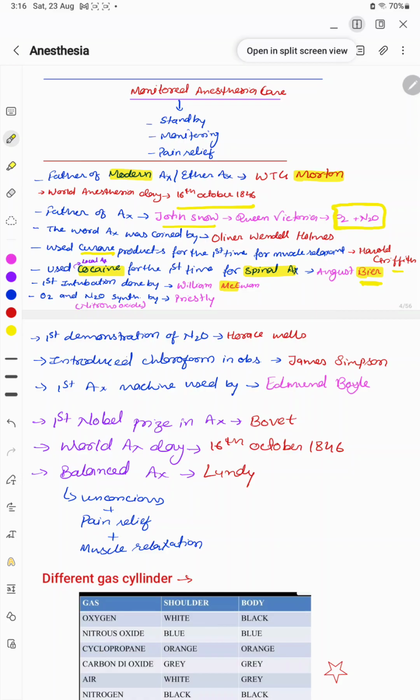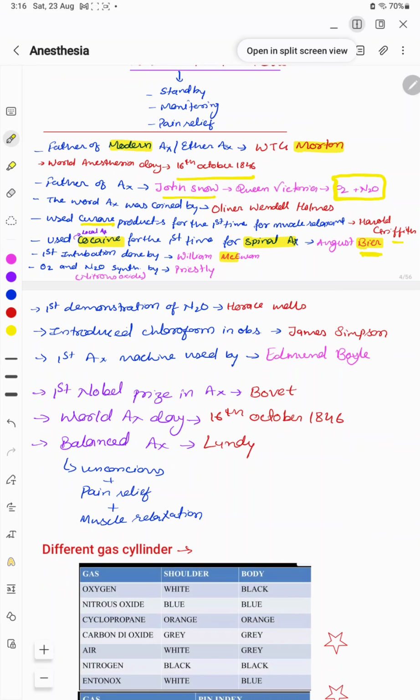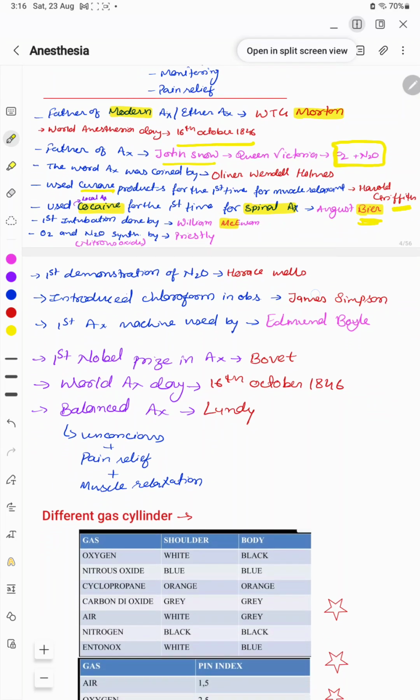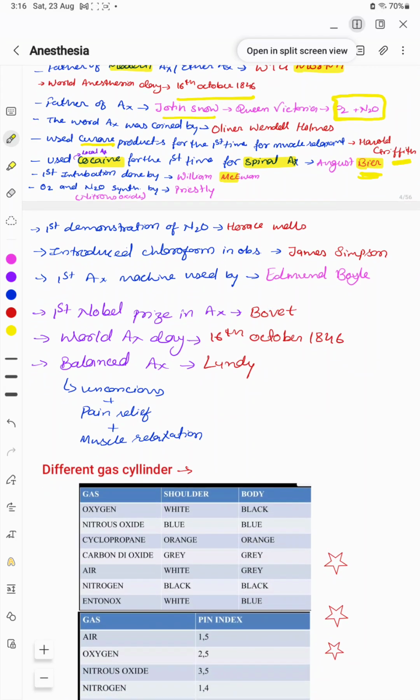Okay. And first intubation was done by William McEwen. Oxygen and nitrous oxide were synthesized by Priestley. You need to remember this. Here you need to remember Beer, and you need to recall who is Griffith. This is work for you.